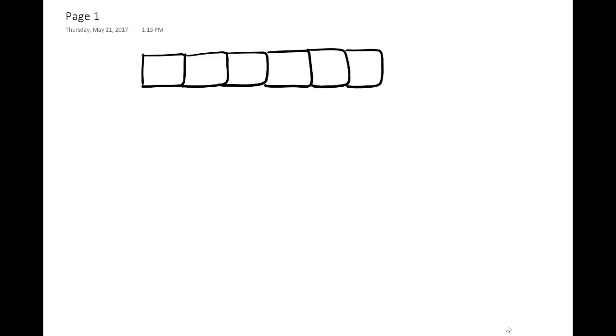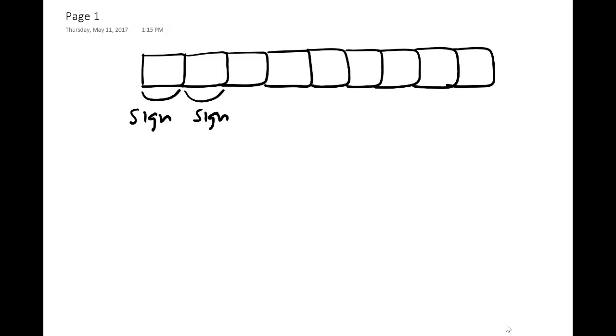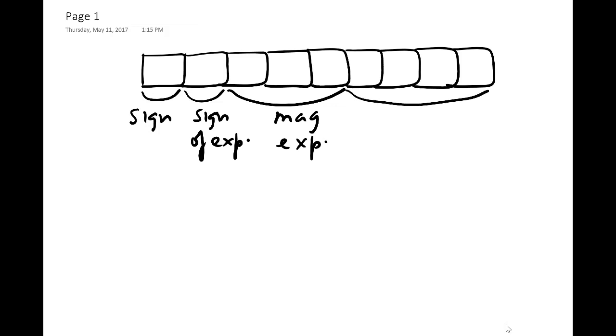So what we have is 9 bits for the hypothetical floating point number. The first bit is for the sign of the number. The second bit is for the sign of the exponent. The next 3 bits are for the magnitude of the exponent. And the last 4 bits are for the magnitude of the mantissa.